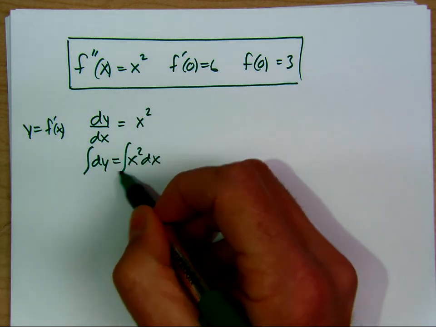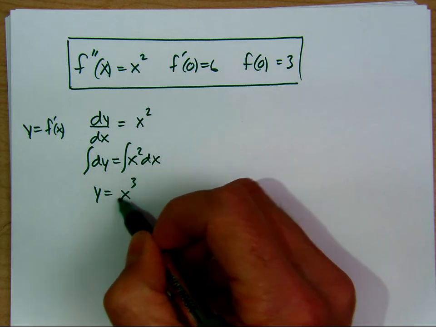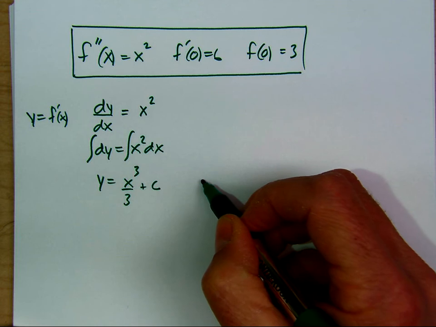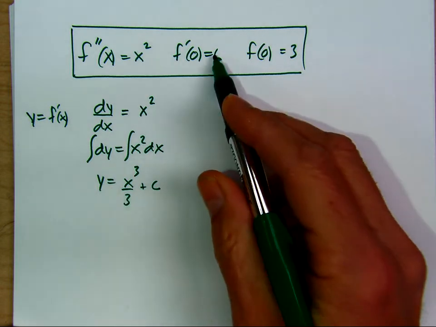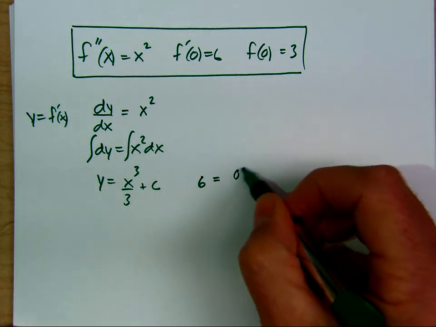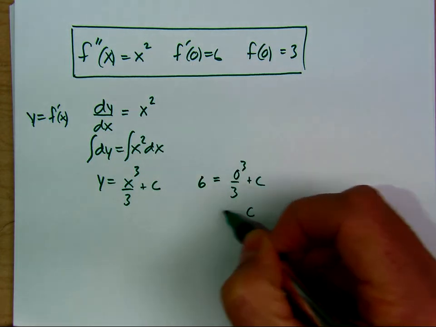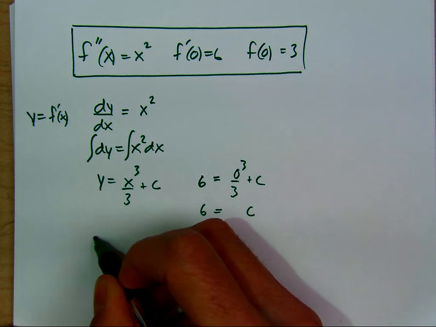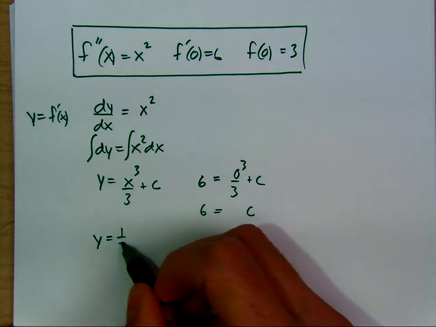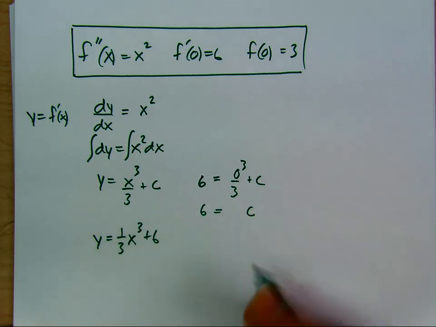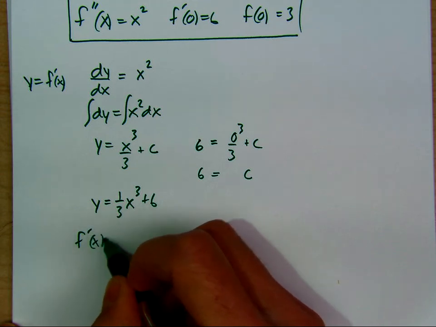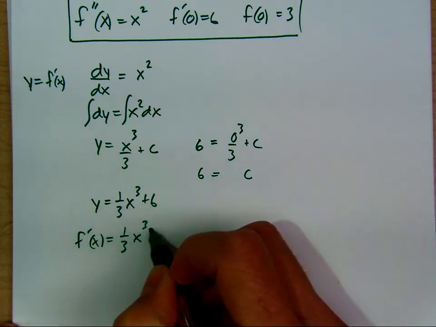Do the antiderivative. Solve for c, and the y value is 6. The x value is 0. So we have the particular solution. And we would say that f prime of x is 1/3 x cubed plus 6.